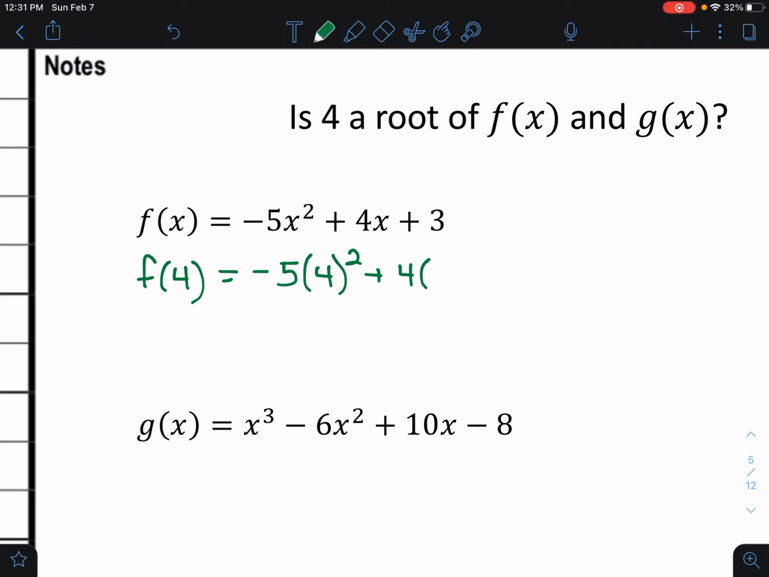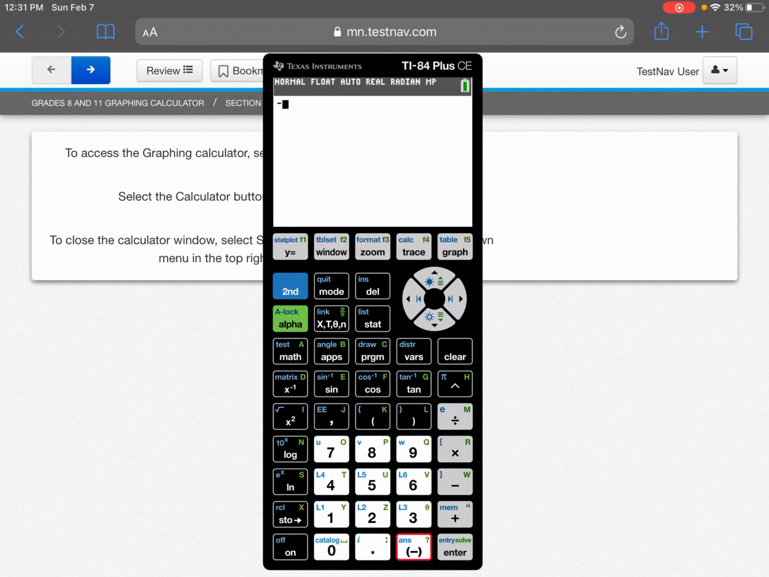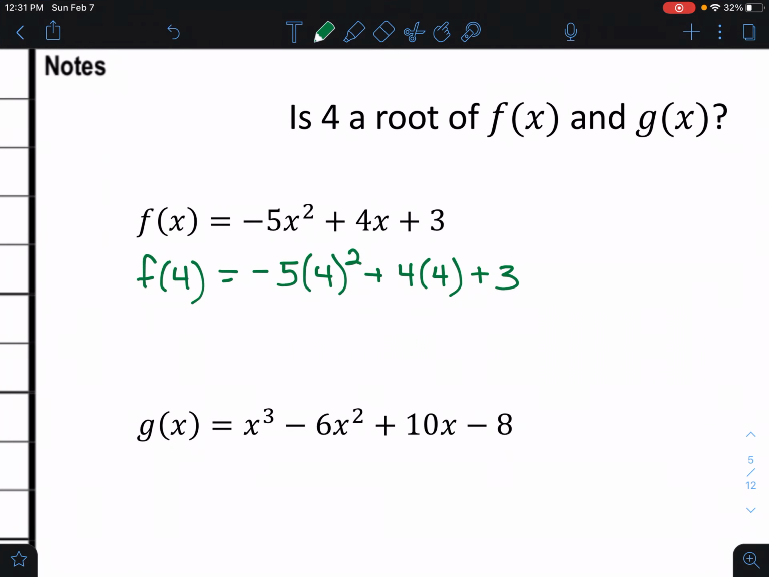This is function notation. We did a bunch of this at the beginning of the year, especially with piecewise functions. So I have this, and I'm going to type this in to see what I get. I have -5 times 4 squared, plus 4 times 4, plus 3. I get -61. So that is not equal to 0, clearly, right? So f of 4 is -61.